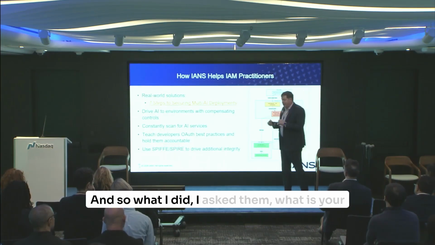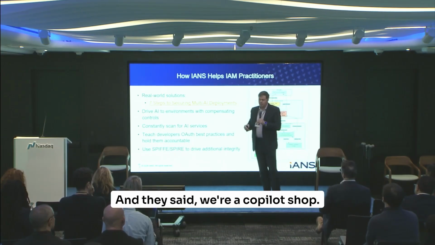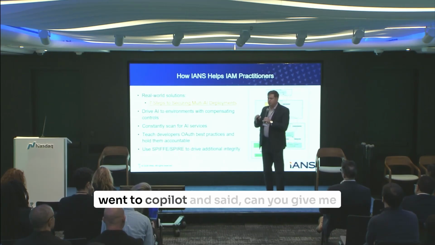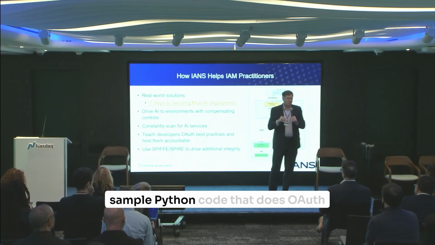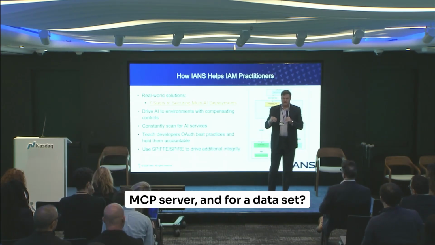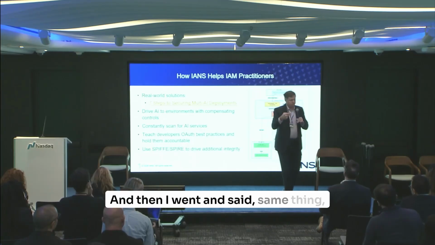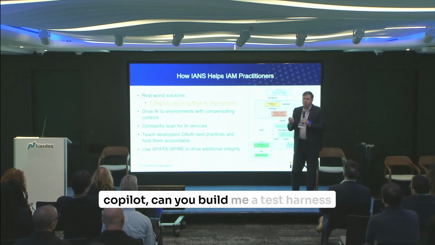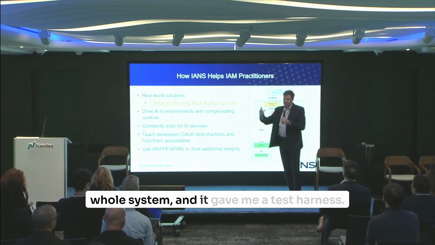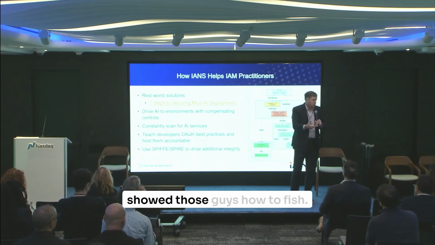And so what I did, I asked them, okay, what is your approved large language model? And they said, we're a Copilot shop. I said, okay, I'm going to do a Copilot demo for you. I share my screen, pull up Copilot, and I said, can you give me sample Python code that does OAuth constrained delegation for an agent, for an MCP server, and for a data set? Bang. And I just showed them the code. Right? Here's how you do this. And then I said, same thing, Copilot, can you build me a test harness that proves that the OAuth token works through the whole system? And it gave me a test harness. And so in 15 minutes, I basically, hopefully, showed those guys how to fish.